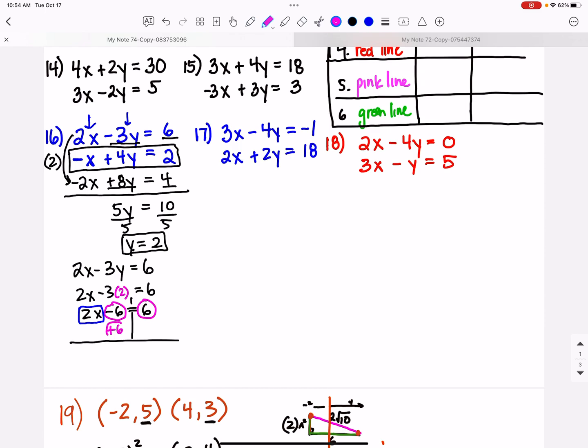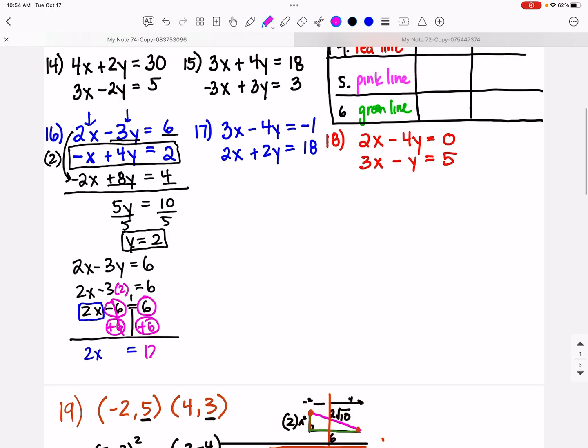Plus 6. This 6 needs to go over here. Plus 6, plus 6. It's dead over here. 2x's equal 12. Top versus bottom, the 2. And x is equal 6. I always put them in alphabetical order, x, y, z. So the x is 6, the y is 2. We don't do z's yet. That'll be later in your math career, much down the road. So we have 6, 2.